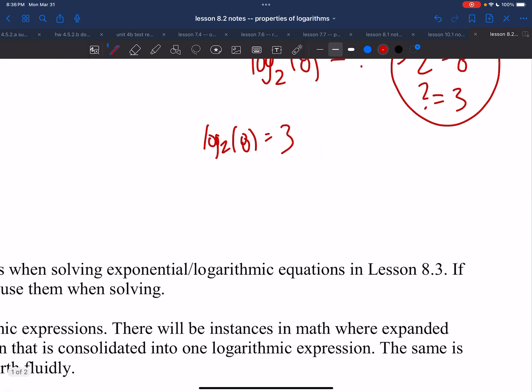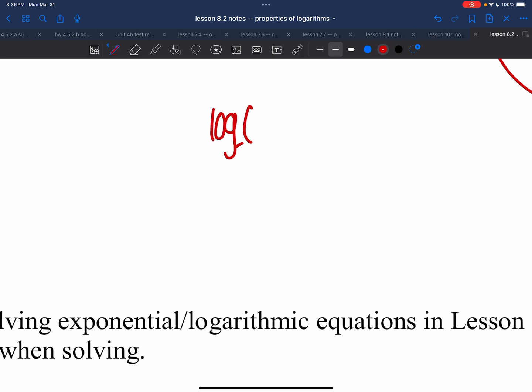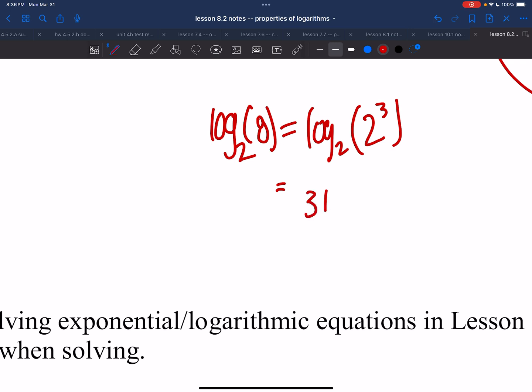But let me show you something. Log base 2 of 8 could be rewritten. Observe. Log base 2 of 8 is the same as log base 2 of 2 cubed. And via this power rule, what the power rule says is you can take that 3, the cube, and put it as a coefficient on the logarithm, like so, and say 3 log base 2 of 2. Thing is, we know log base 2 of 2 because that's 1. And so 3 times 1 is 3. That's the same answer, yeah?